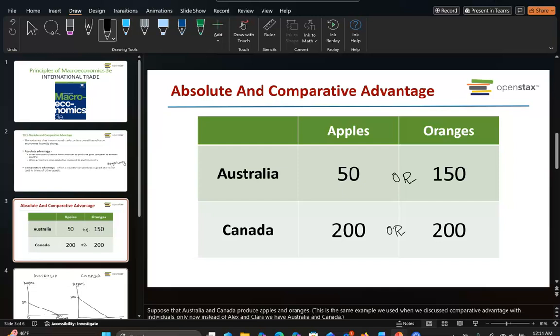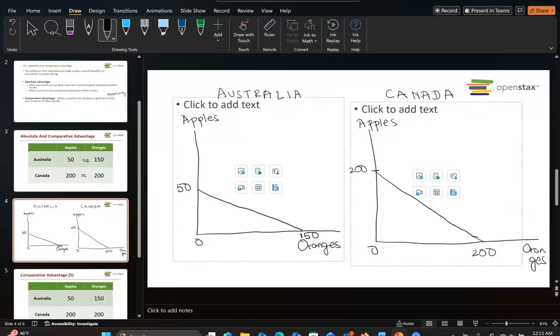In my example, I have two countries, Australia and Canada. Now, Australia can use all its resources and produce 50 apples or 150 oranges. Canada can use all its resources and produce either 200 apples or 200 oranges. We can represent it using this production possibility frontier.